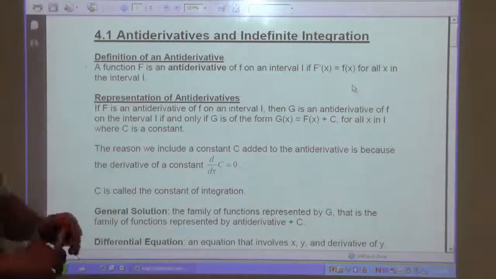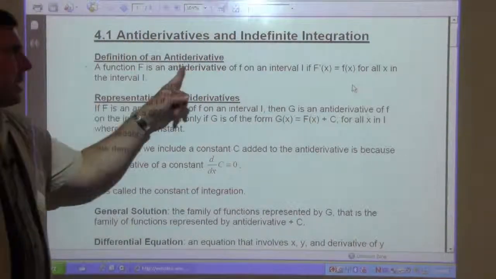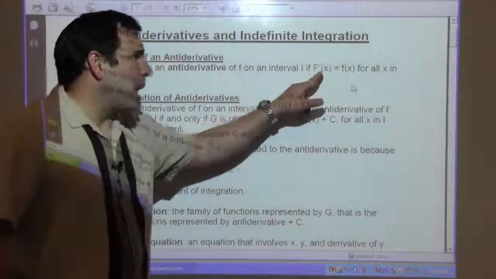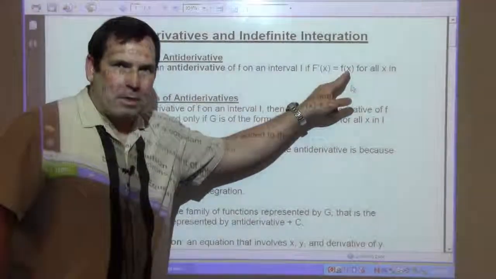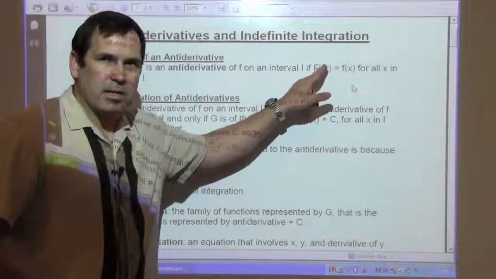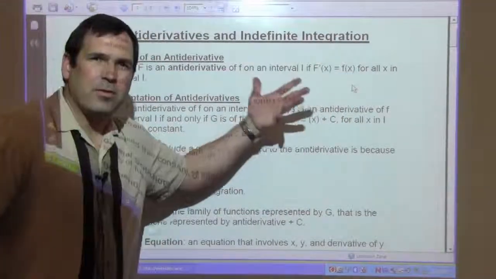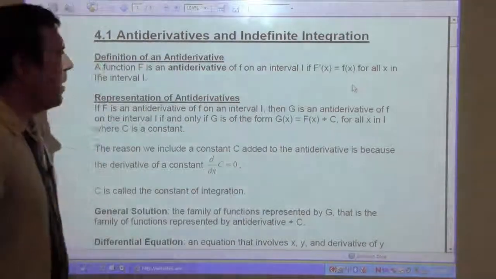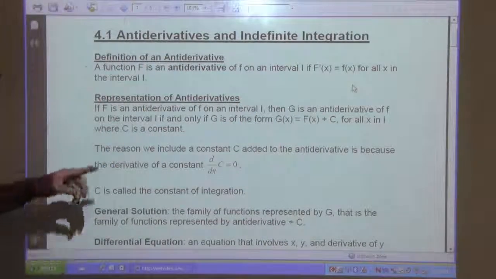So, definition of antiderivative: a function capital F is an antiderivative of f on an interval I if F prime of x equals f of x. So this is capital F prime of x equals little f of x. I know it's confusing. I don't know why the book did that, but that's pretty standard for the textbooks. For all x in the interval I.